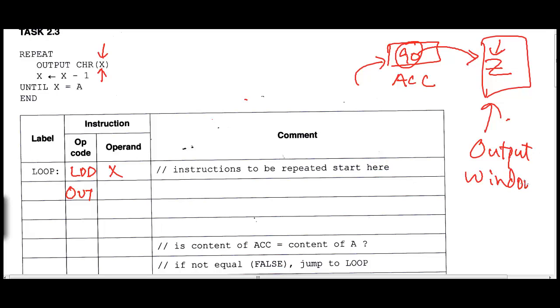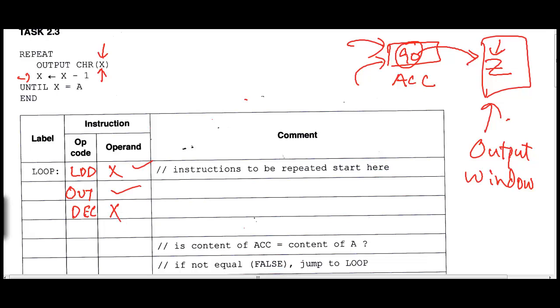Now once this has been done, we need to decrement the value of X by 1. What we should know is that X is already loaded in the accumulator. X was loaded into the accumulator, then we output the character corresponding to X. So now we can simply decrement X.